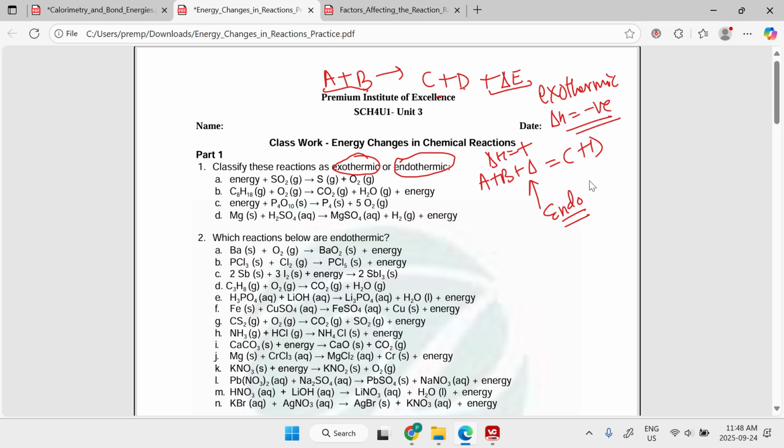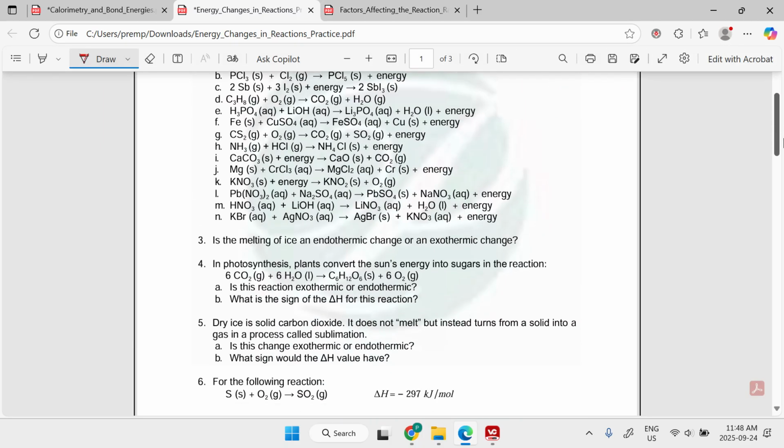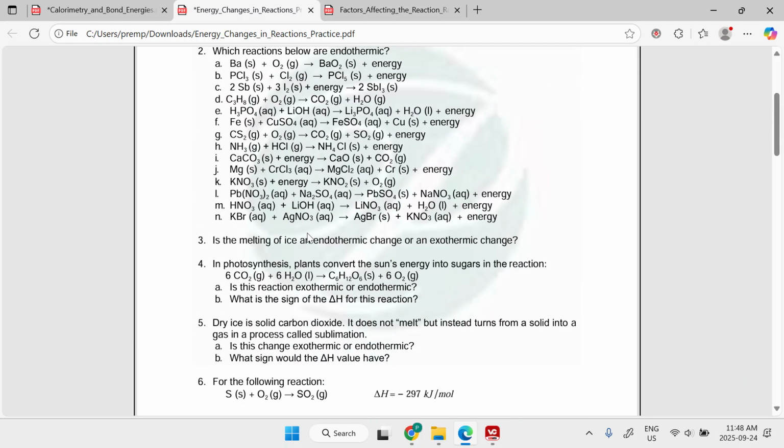And if the energy is going out of the system, we call delta H negative. So in a reaction, wherever you see delta H positive or delta H negative, you can decide on the basis of that whether the reaction is endothermic or exothermic. For example, you can see here first is endo, second is exo. Okay, and you can try this kind of tracking.